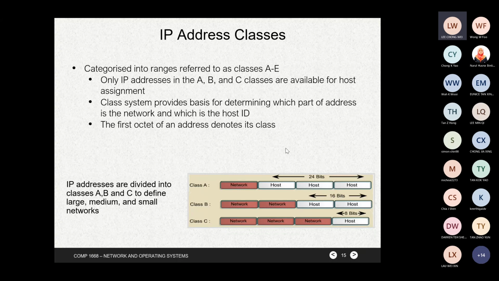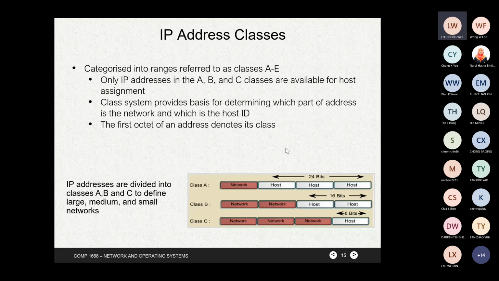But if you set up a new company, for example, Grab, Grab will not get A or B because we are running out of IP addresses. Grab might get a C, and then Grab can have 2 to the power of 8 number of hosts, which is more than enough, and number of clients, 2 to the power of 24, which is more than enough. And of course, later you will cover that.